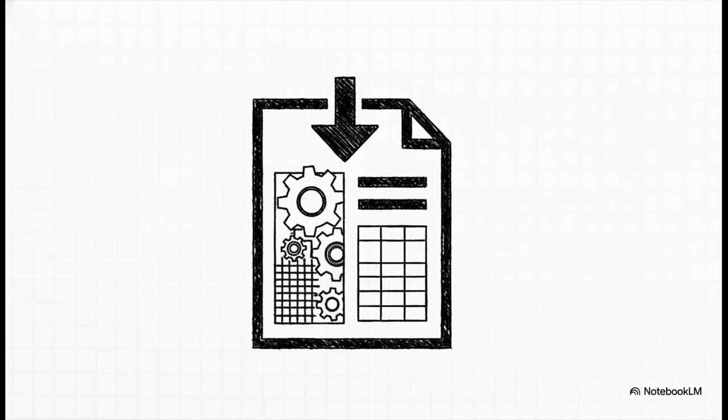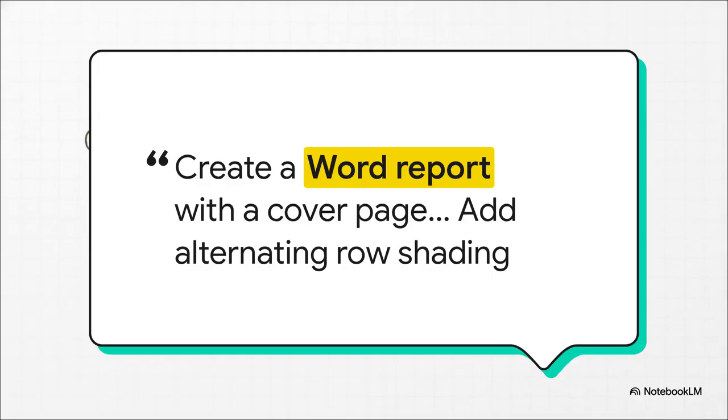Now, I want to be really clear here. This is not some glorified copy-paste workaround. This is a true native .docx file, built with the exact Office Open XML format that Microsoft Word uses. So when you download it, it opens up natively, complete with perfectly working heading styles, beautifully formatted tables, and even calculated figures. Let's dive into an example to really see this in action.